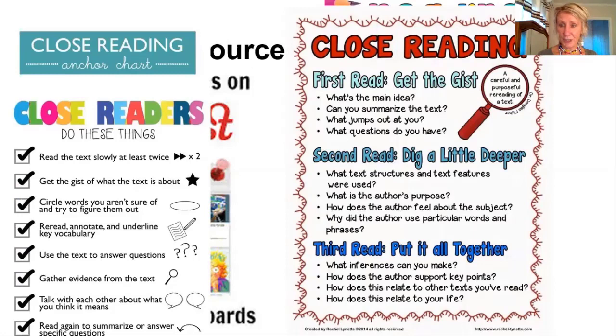The first read, get the gist of what you're reading about. What is the main idea? And the second read, dig a little deeper. What text structures and text features are there? What is the purpose? How does the author feel about the subject? Why did he use those words? And then the third time you read it, you put it all together.